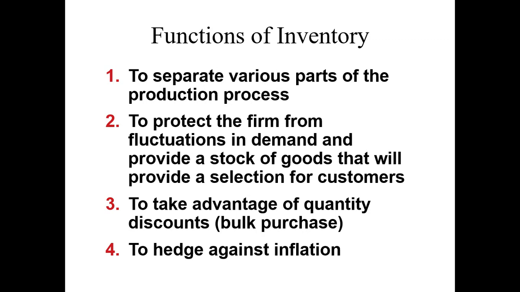Now, what are the main functions of inventory? The main functions of inventories are as follows. Number one, to separate various parts of the production process. By this we can segregate, or divide, various parts or sections of the production process. Number two, to protect the firm from fluctuations in demand and provide a stock of goods that will provide a selection for customers. Demand is not necessarily fixed. The demand may change or fluctuate.